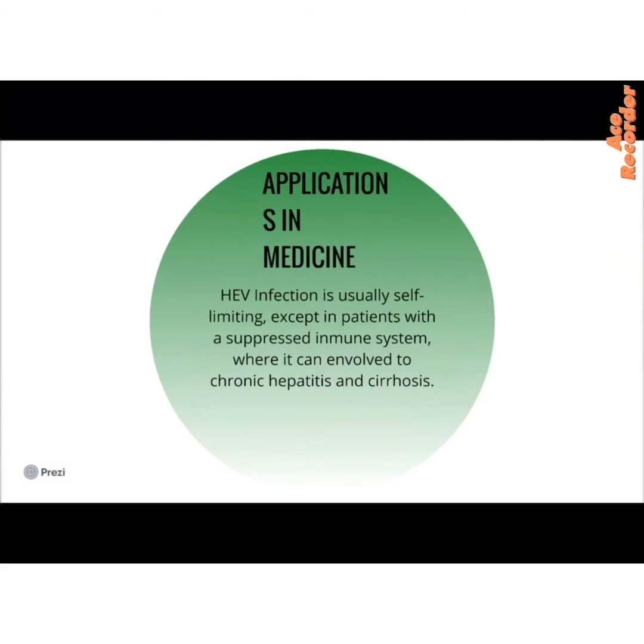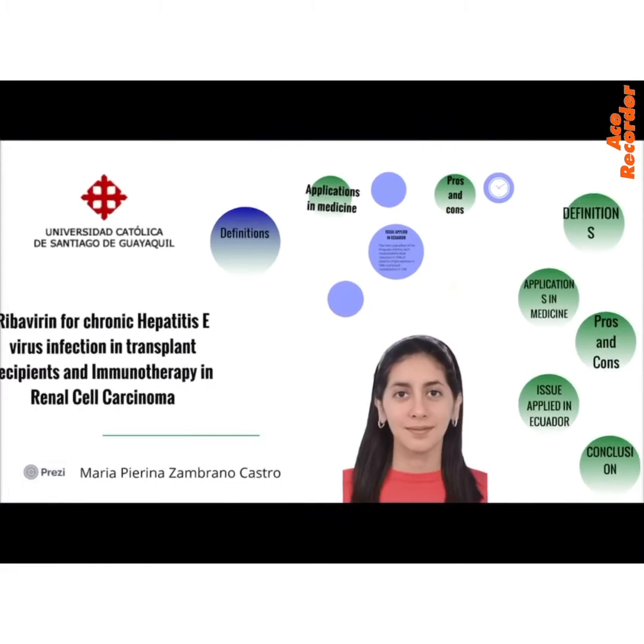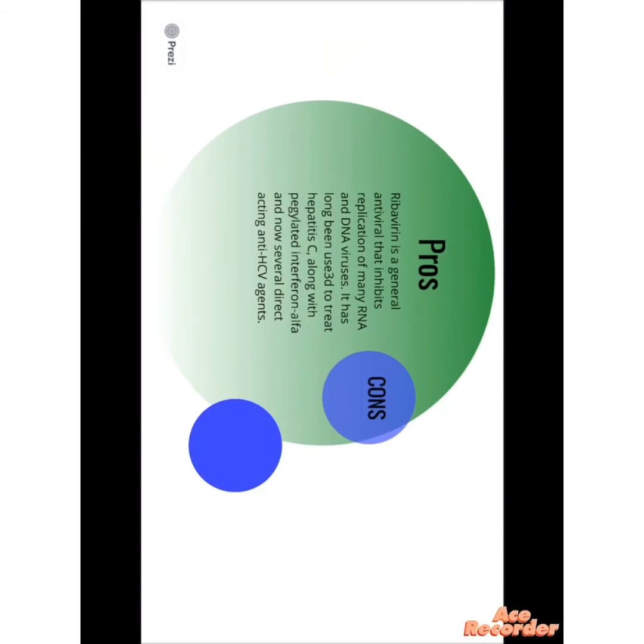Application in medicine. HEV infection is usually self-limiting except in patients with a suppressed immune system, where it can evolve to chronic hepatitis and cirrhosis. Ribavirin is a general antiviral that inhibits replication of many RNA and DNA viruses.